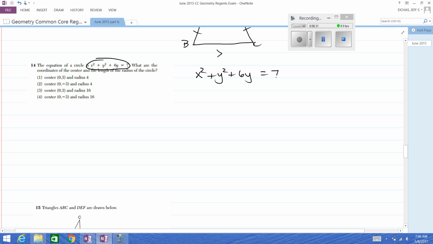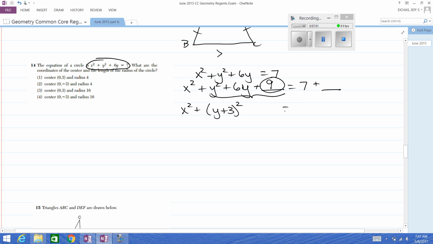So first I'll rewrite it. We don't need anything with x to complete the square, but we will need something for y. So we'll put a space in there, and whatever we add to the left, we'll add to the right. All right, so skip ahead a little bit. These 3 will turn into y plus 3 quantity squared. So what needs to go in this space for us to do that? It would be 9. 3 squared is 9. So that'd be the missing term. All right, so 7 plus 9.